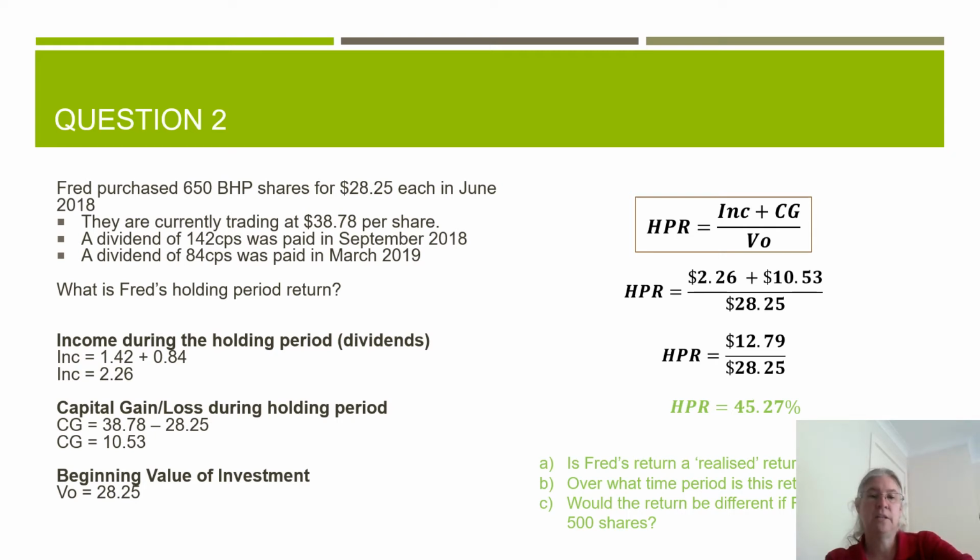Has he made a realised return? Did Fred sell them? No, he hasn't sold them. He still owns those shares, so this is a paper return. And over what time period? From June 2018 to March. Well, I haven't specified it exactly here, but we would say it is about a year that we're looking at.